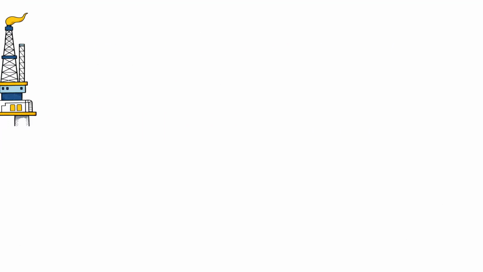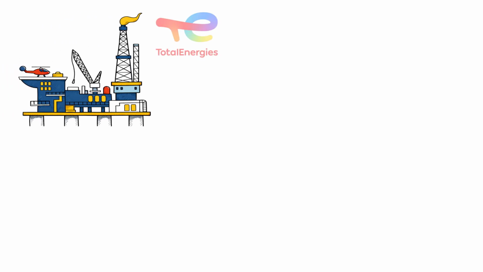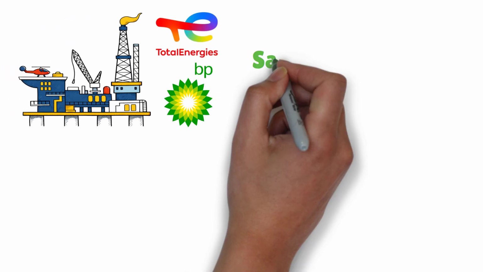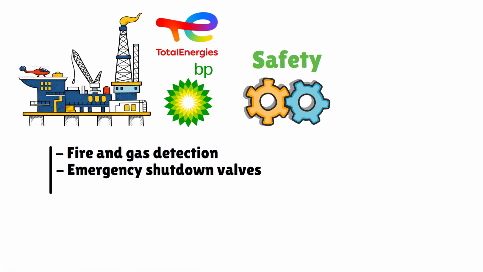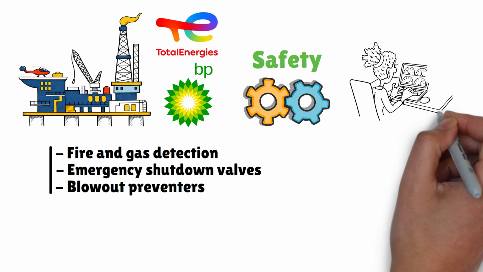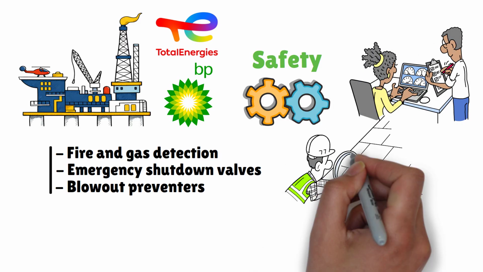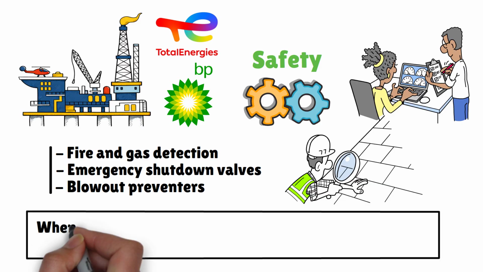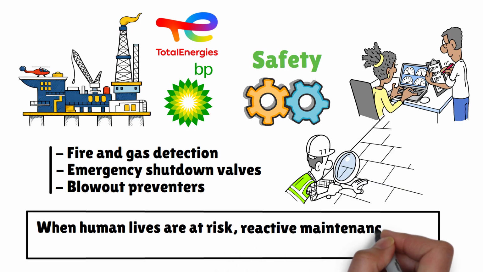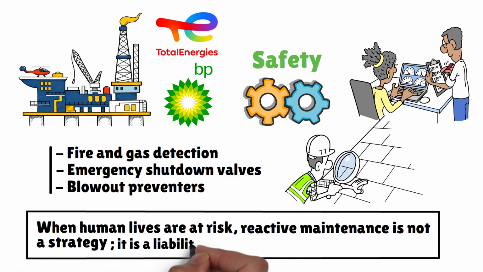For example, in offshore operations run by companies like TotalEnergies or BP, safety-critical systems such as fire and gas detection, emergency shutdown valves, and blowout preventers are never allowed to fail unnoticed. These systems undergo routine testing, inspections, and failure-finding maintenance, even if they appear to be working. When human lives are at risk, reactive maintenance is not a strategy, it is a liability.